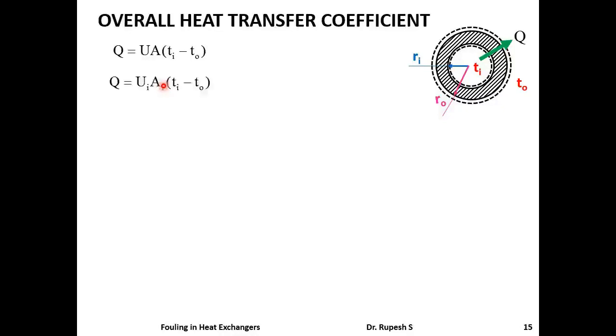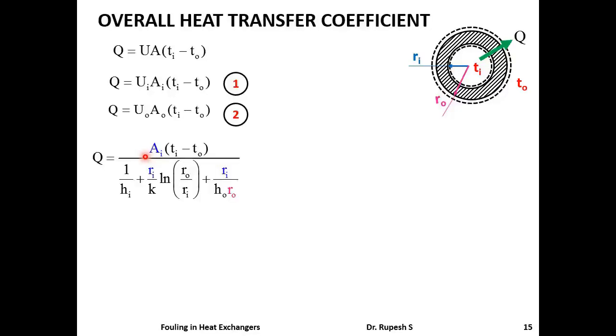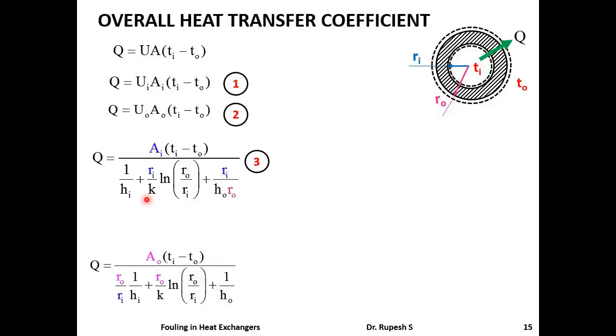For hollow cylinders, Q can be expressed in terms of inner area, where Ui is the overall heat transfer coefficient based on inner area. Q can be expressed in terms of outer area by using this expression, that is equation 2, where Uo is the overall heat transfer coefficient based on outer area. We have already derived the expression for Q in terms of Ai and Q in terms of Ao given by equations 3 and 4 respectively.